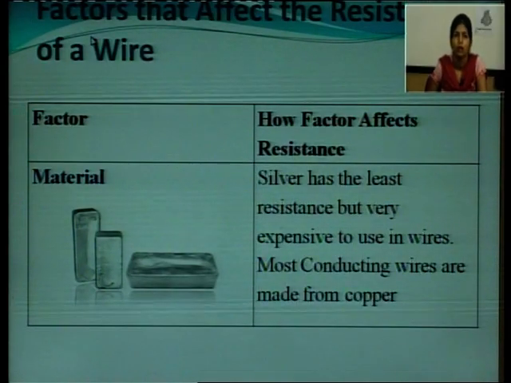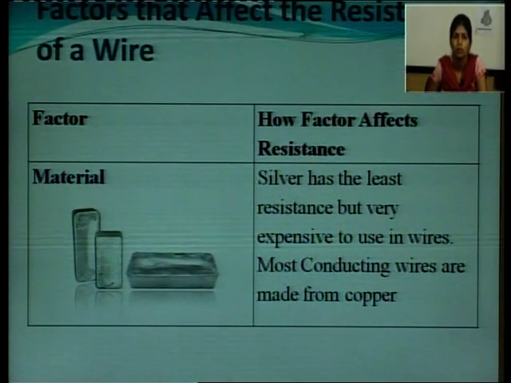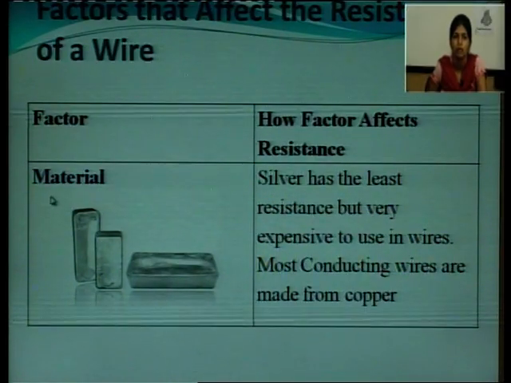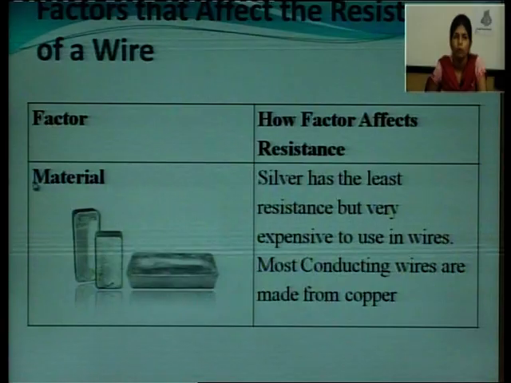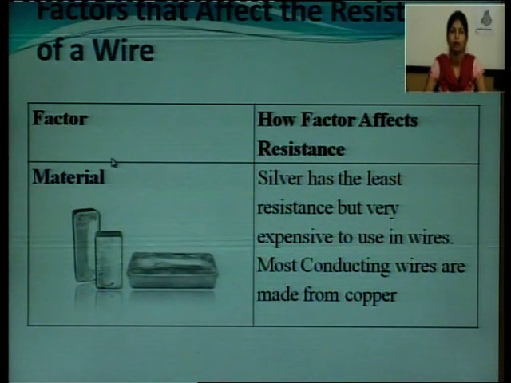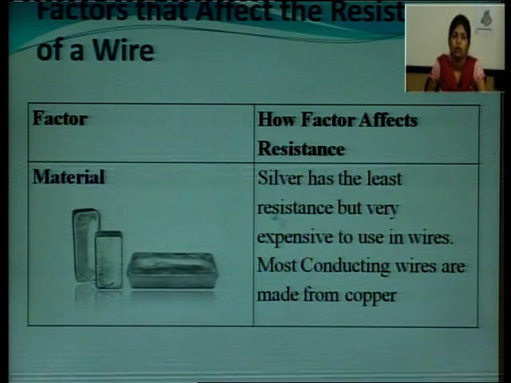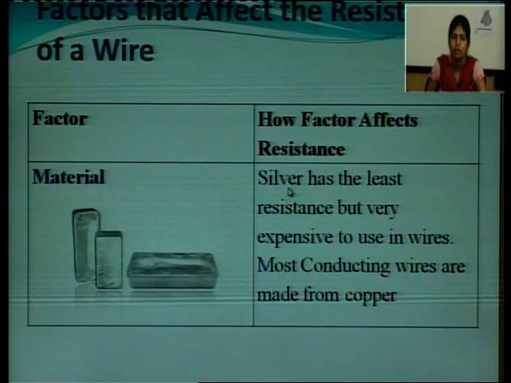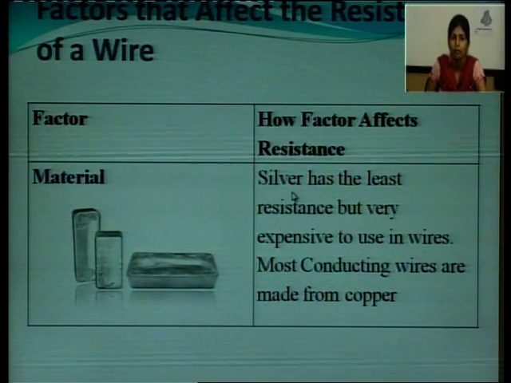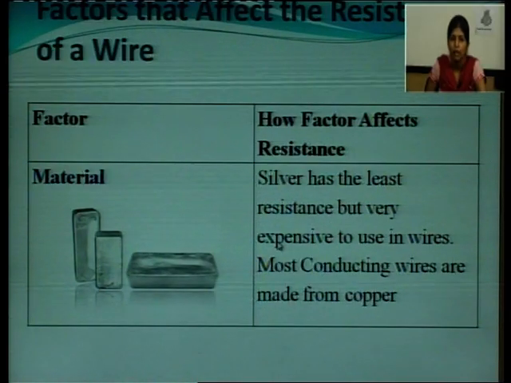The next is the factors that affect the resistance of a wire. Now first is the material. Now which material we are choosing for the conducting material. The first is silver. Now silver is the best conductor, but we cannot use this material in a wire because it is very expensive.